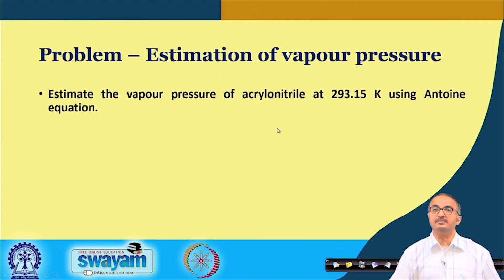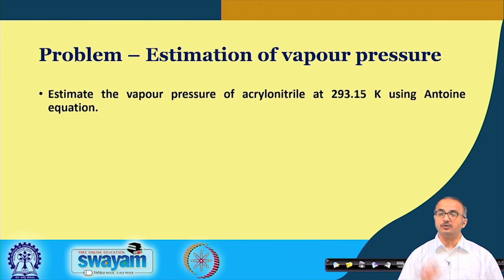Now, the next problem is on the estimation of vapor pressure of a liquid. A liquid has vapor pressure, and this vapor pressure is a function of temperature. So, if you are given a temperature, you should be able to find out the vapor pressure. In this problem we are given that we have to use the Antoine equation to find the vapor pressure of acrylonitrile.